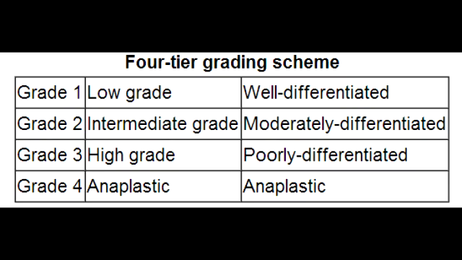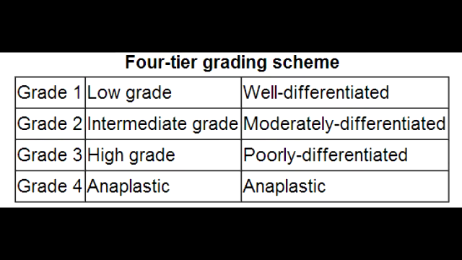Tumor grade versus stage. How is tumor grade determined? Tumor grade is determined by the degree of cellular differentiation based on histologic appearance of individual tumor. So the grade is basically determined by how it looks under the microscope, and it's usually graded from 1 to 4.